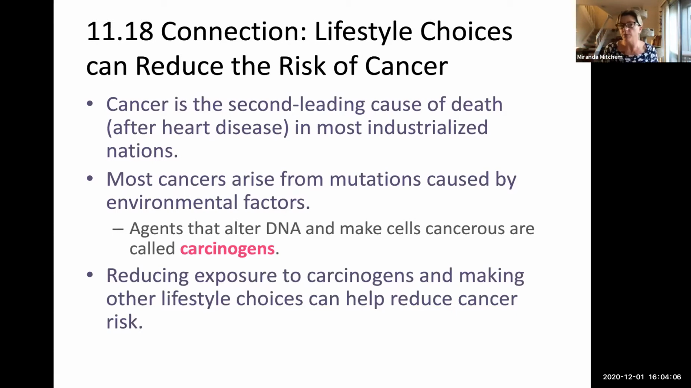So by reducing our exposure to things like UV light, by wearing an appropriate sunblock when we're out in the sun, that is a way that even if a person has some genetic risk factors, they're able to hopefully mediate the development or hopefully reduce the chance that they would develop cancer.